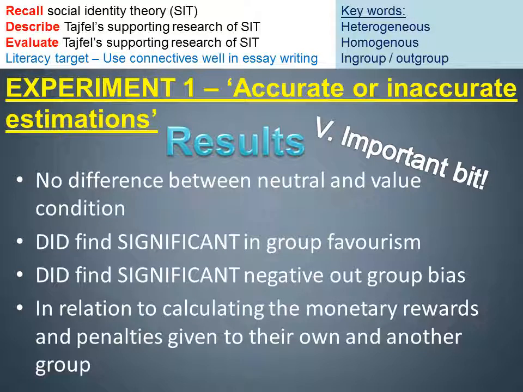Tajfel found that there was no difference between the neutral or the value condition, but he did find significant in-group favouritism and significant negative out-group bias. Now this means that the boys favoured their own groups and gave their own groups the rewards when they could, and had a negative out-group bias. They didn't want to help a group that they didn't belong to. They didn't want to give them anything. Now this is all seen in relation to calculating the monetary rewards or the penalties that they gave.